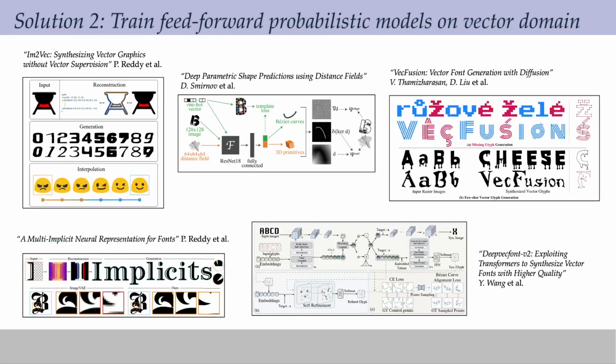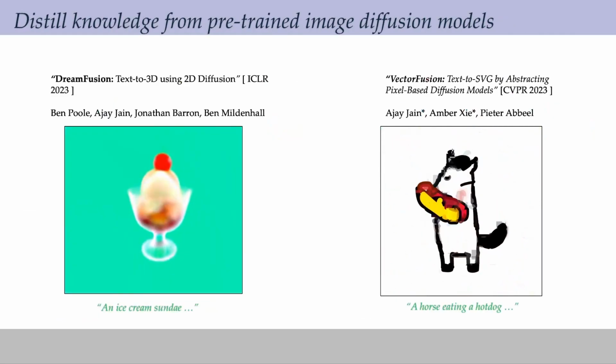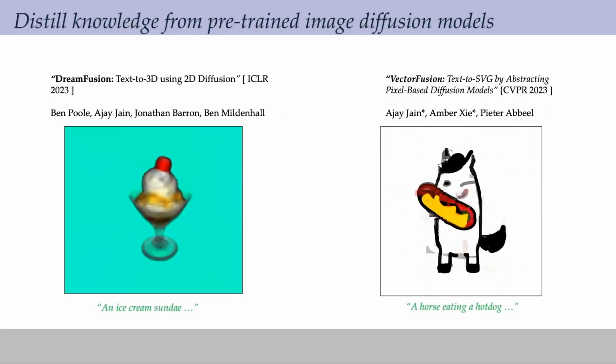The other option would be to train feed-forward denoising diffusion models directly on vector data to learn these rich priors, but data is scarce in this domain. Previous families of generative models have been restricted to fonts and simple icons. Additionally, we don't have consensus on what is the right neural architecture because of the variable structure of the vector representation. Score Distillation Sampling, SDS for short, is a new promising direction.